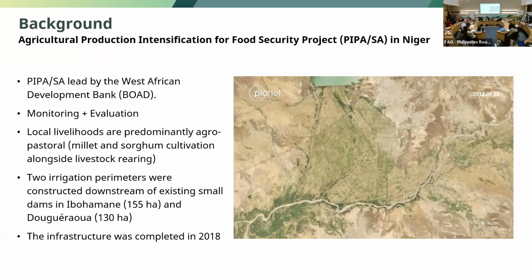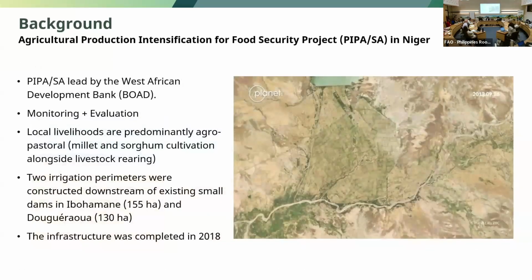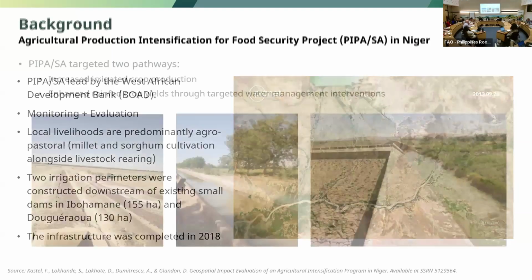The infrastructure itself was completed in 2018, and I'm not sure if the animation is going to work, but there was a really cool animation from Planet Labs where we can see from 2018 to 2023 the gradual evolution of the irrigation perimeter construction for Ibohuman.